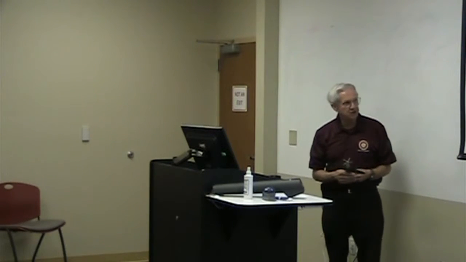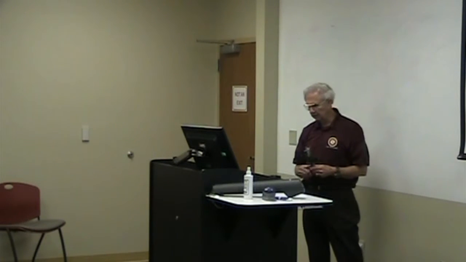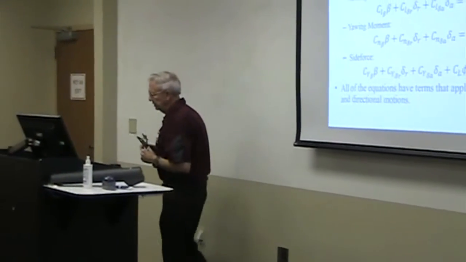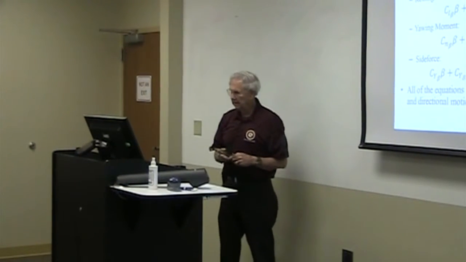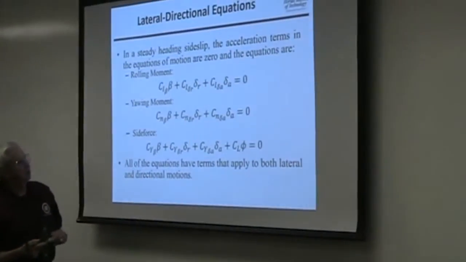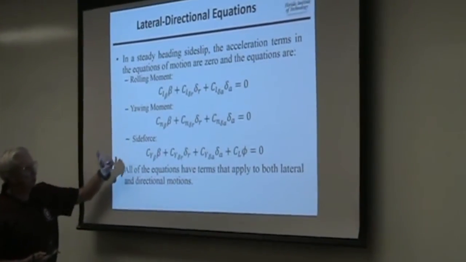Well, since side slip is a factor in both lateral and directional stability, such stability is measured in a steady-headed side slip. And in a steady-headed side slip, the acceleration terms in the equations of motion are zero, since we don't have any steady heading, so we're not translating. And these are the three equations. We have a rolling moment equation, a yawing moment equation, and a side force equation.